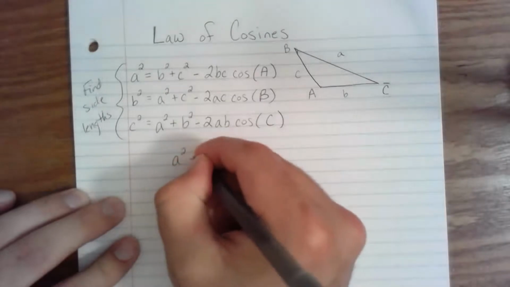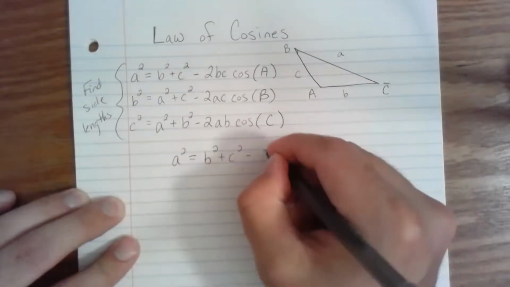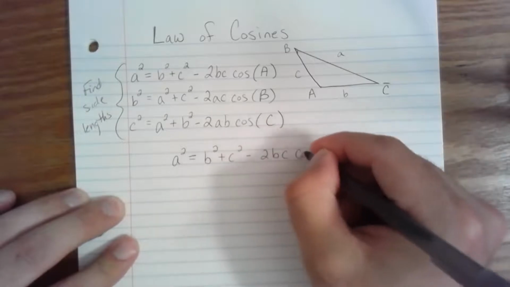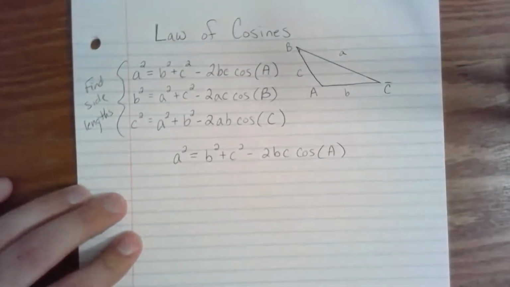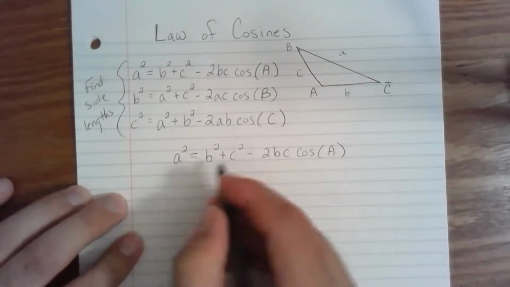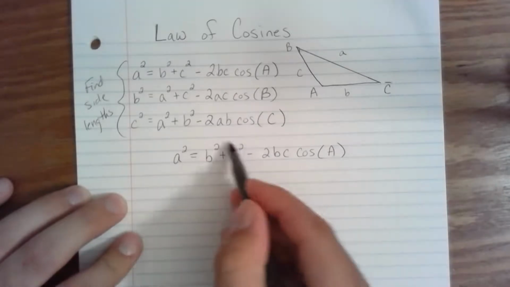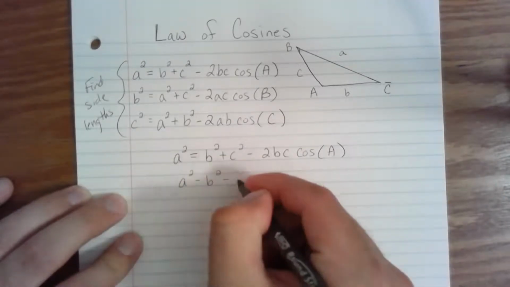We'll take a squared equals b squared plus c squared minus 2bc times cosine of A. And we're going to just real fast show you what that would look like to solve for angle A. First of all, we have all the stuff being added on the front, so we're going to subtract that from both sides.